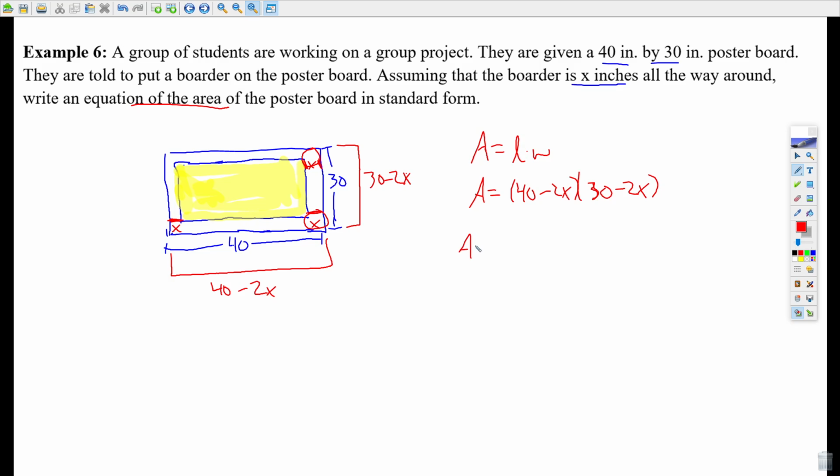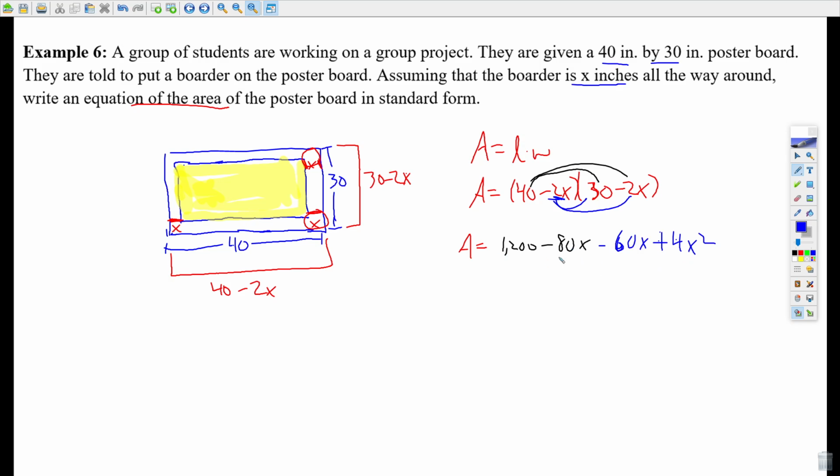And we're going to go through and multiply these together. So again, it's kind of like the distributive property. We do it twice to each number. 40 goes to 30. 40 goes to negative 2x. So this will be 1200 minus 80x. And might as well change the color again. We'll do negative 2x to 30. That is negative 60x. And negative 2x to negative 2x. That's positive 4x squared.